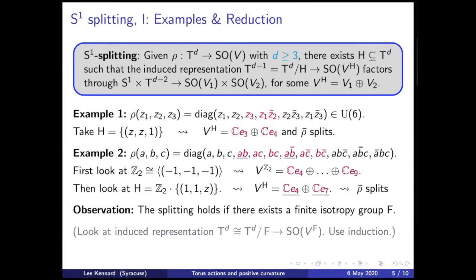So this point in example 2 illustrates that if you're trying to prove the splitting theorem, it's really easy if there's a finite isotropy group. This Z2 is precisely the isotropy group if you take a vector involving all three of these directions. And use the same idea in general. You look at the fixed point set of that finite group, you look at the induced action, which is a torus of the same size, and then by induction, you're done. So this is the easy case.